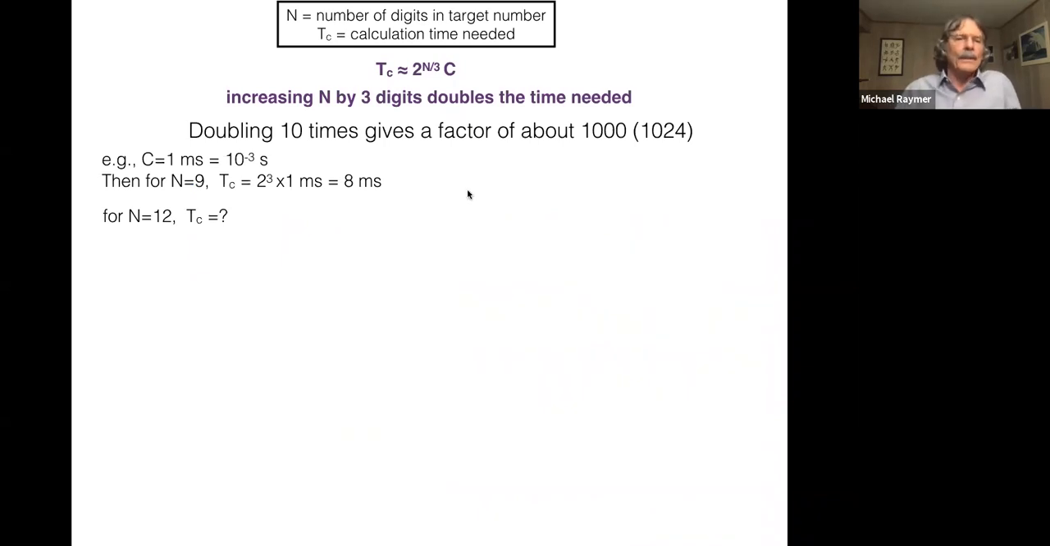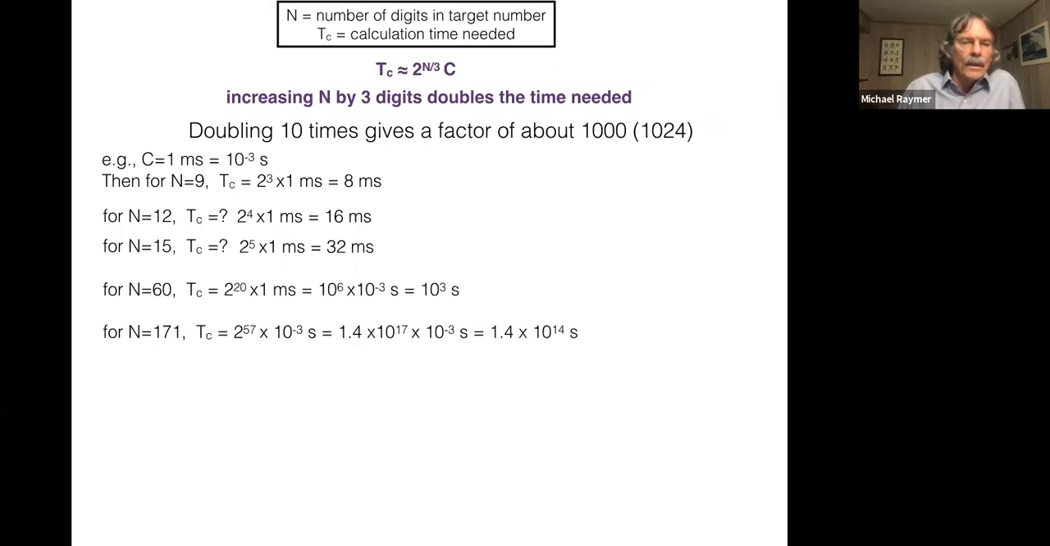So here are some nice examples. If the constant is 1 millisecond, then for a 9-digit number, it takes 2 to the 3 times 1, which is 8 milliseconds. For a 12-digit number, it takes 2 to the 4. Why is it 4? Because it's 12 divided by 3. So 12 divided by 3 is 4. 2 to the 4 is 16 milliseconds. For 15, it's 2 to the 5 milliseconds. For n equals 60, it's 2 to the 20, which is 1,000 seconds. For n equals 171, 171 divided by 3 is 57. So it's 2 to the 57. That is 10 to the 14 seconds.